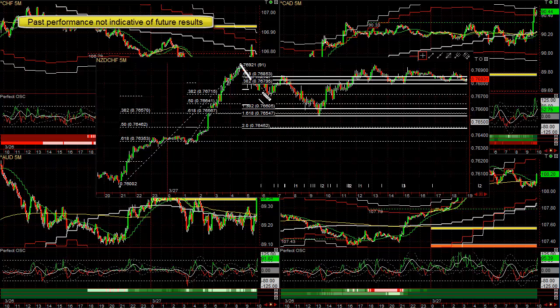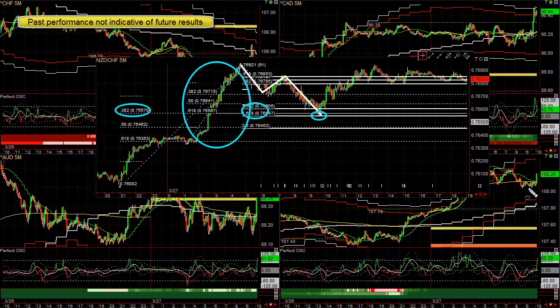So you have this down move, retracement, down move again, right to these fib targets. You have the 38.2% retracement of the whole move, and you also, from this move to this move, have the 62% retracement.